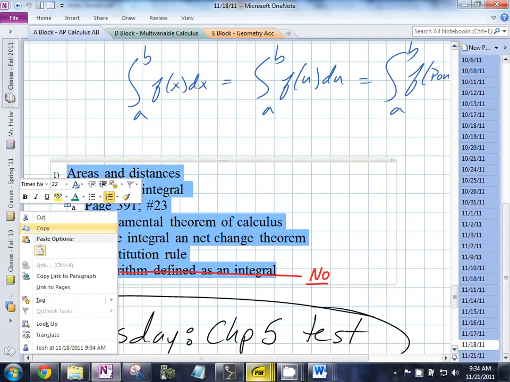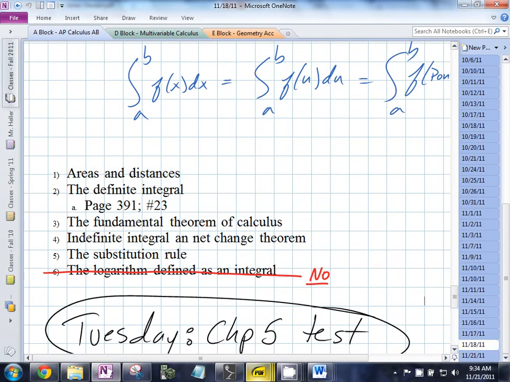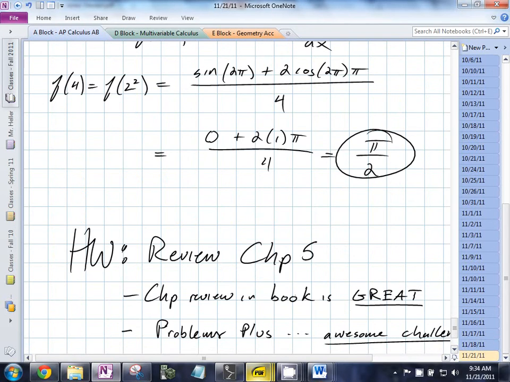Areas and distances, definite integral, the fundamental theorem of calculus. Everybody, please make sure, the best thing you can do for the fundamental theorem of calculus is memorize it. There's 2 parts.